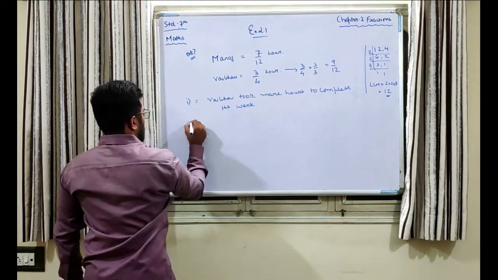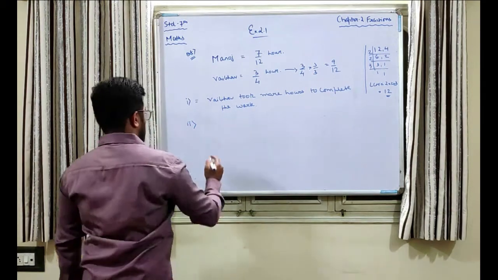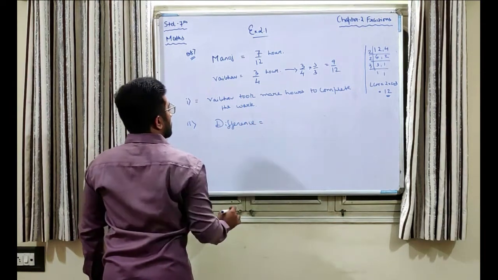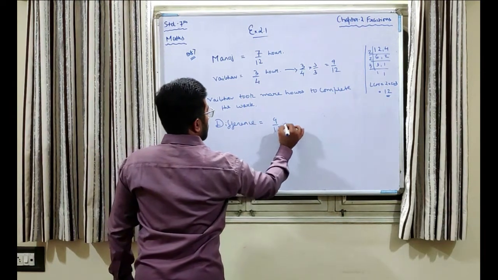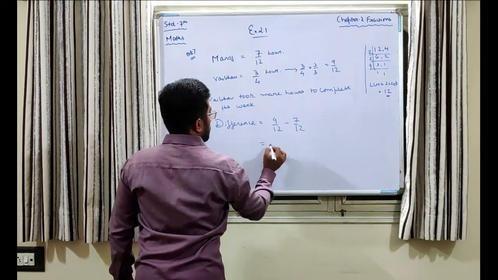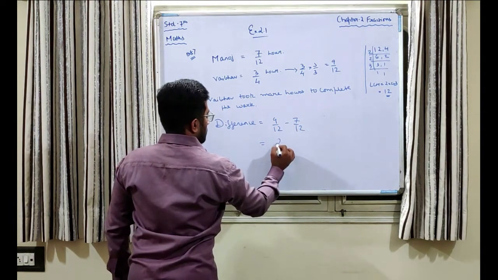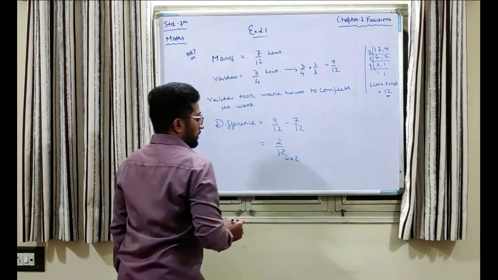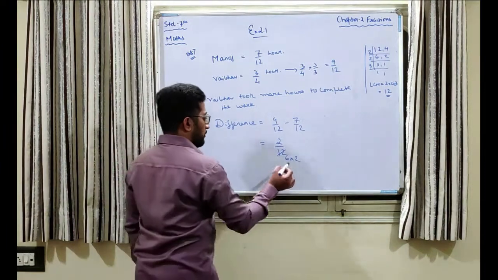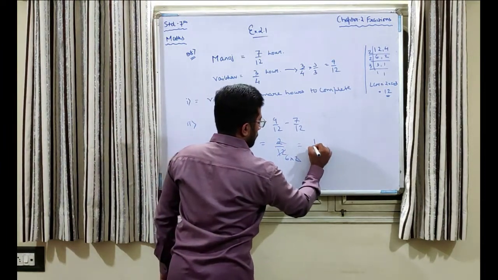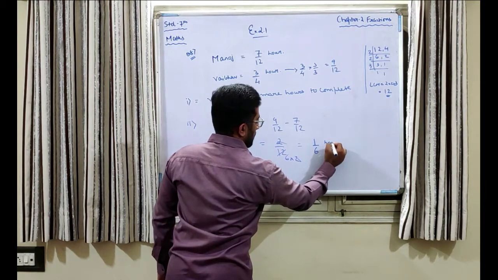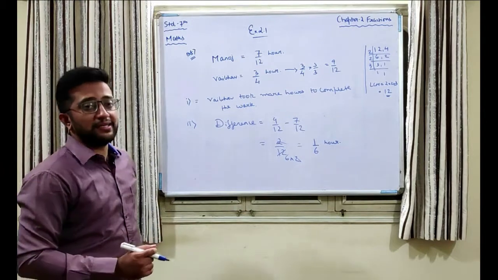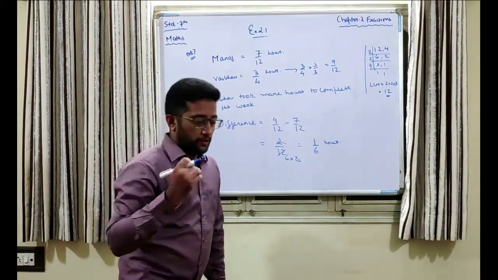Now talking about the second question, that is the difference. So difference will be 9/12 minus 7/12, that will be 2/12. And if you want to cut out or remove the common factors, this will be 1/6 hour. So you can say that Vaibhav took 1/6 hour more than Manoj. Okay, please make a note.